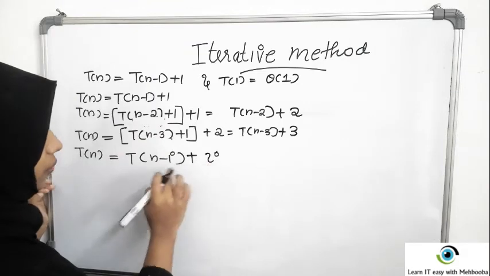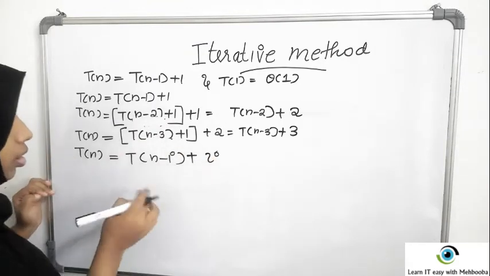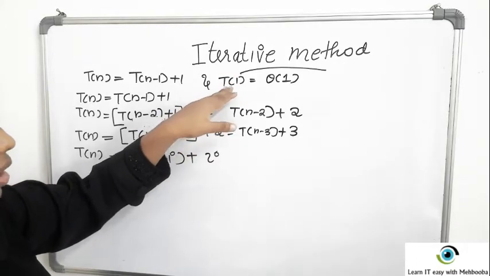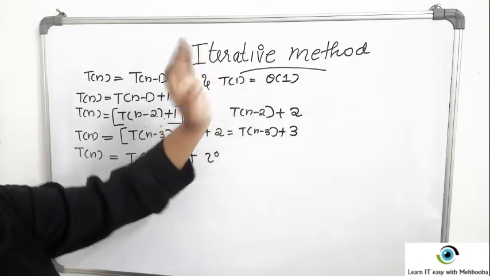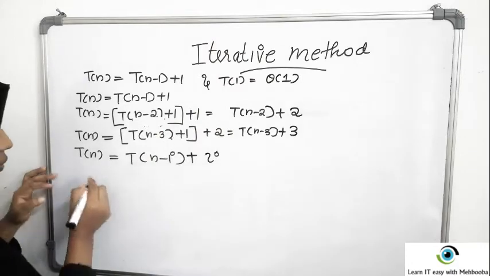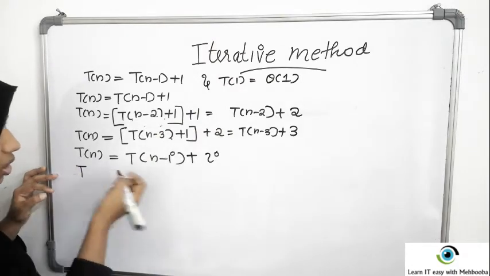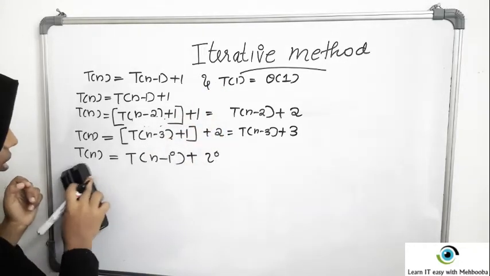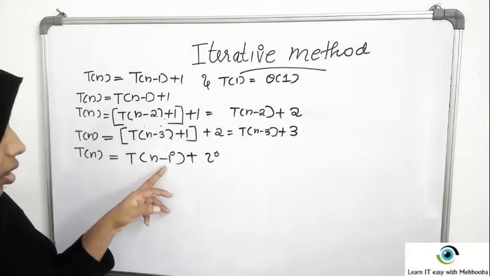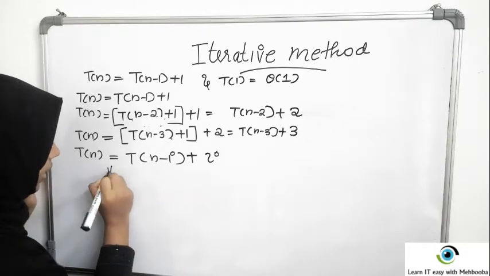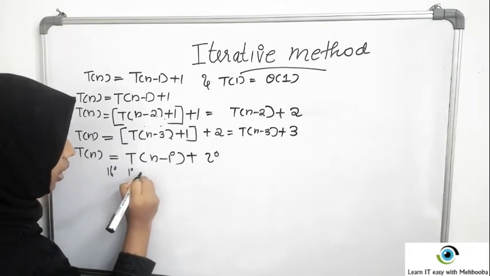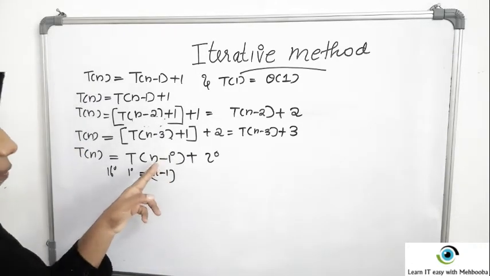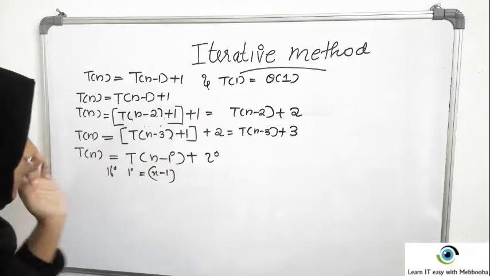So minus 1, if it is minus I, this is I, isn't it? Now we have the stopping condition, like if T of 1 is theta of 1, or 1, simply 1. So I want to convert this term into terms of T of 1. So to get 1 here, I am substituting I equal to n minus 1. If I am substituting n minus 1 from n, I will definitely get 1, isn't it?